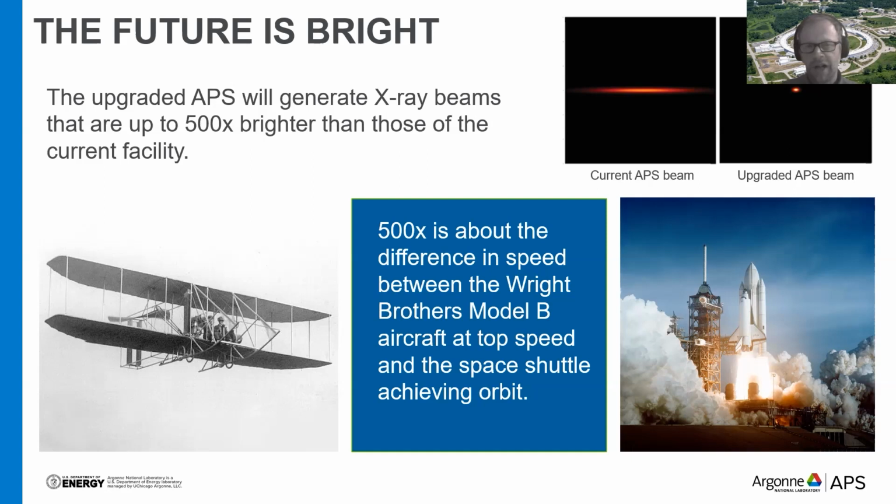And you might wonder, how dramatic is a factor of 500 if you're already 1 billion times brighter than a lab source? If you look at the speed difference between when mankind started to fly and a space shuttle, that's a factor of 500 roughly. So it allows you to do new things you can't do otherwise. Next slide, please.